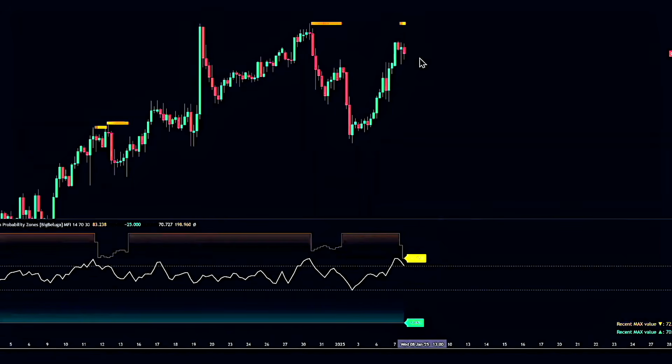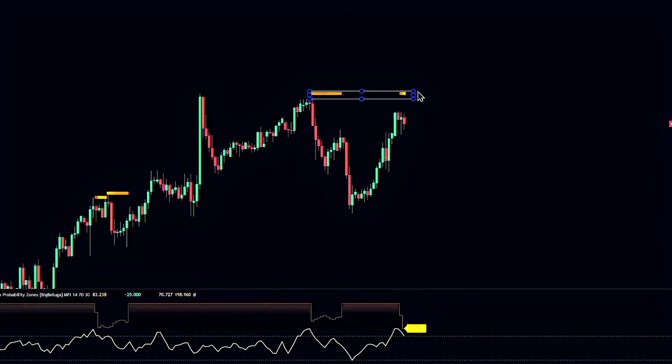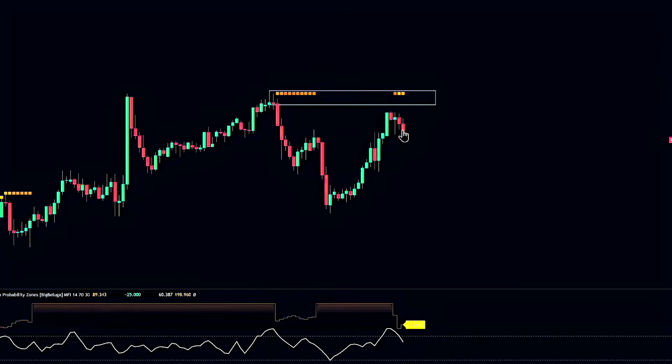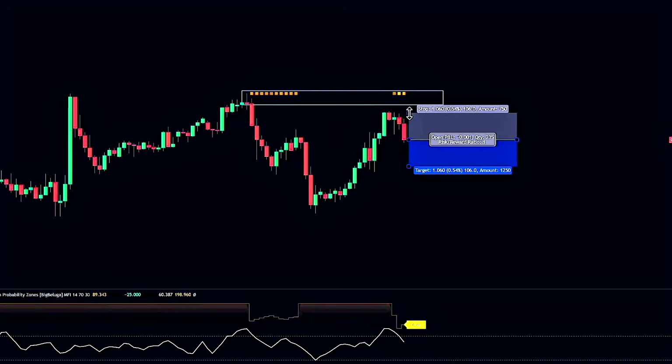For short setups, just flip the logic. I want the upper histogram to spike while price pushes into resistance. If the chart shades that band and the dashboard shows recent downward probability extremes, I wait for a clean rejection, a bearish engulfing back below the level, a failed breakout that snaps back, or strong close under the zone. Those are my triggers. The stop goes above the wick.